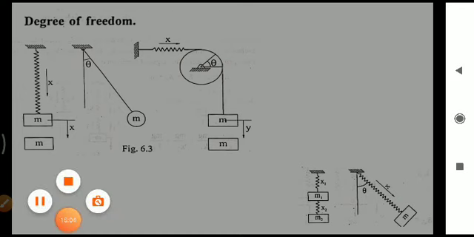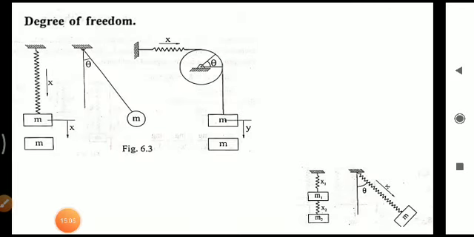Degrees of freedom has a definition. The number of degrees of freedom of a physical system is the number of independent spatial coordinates required to define the configuration of the system.